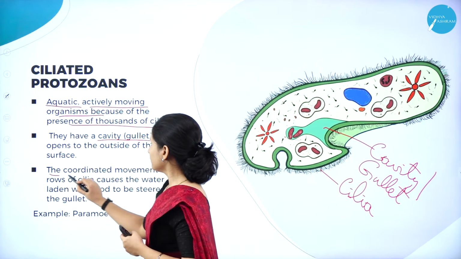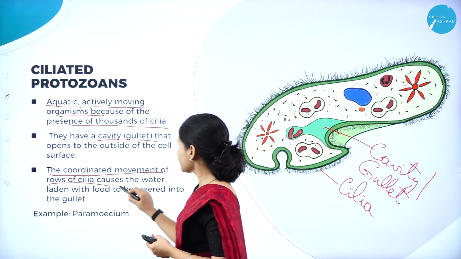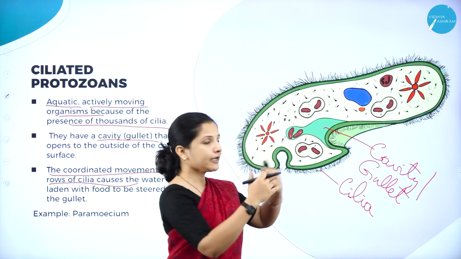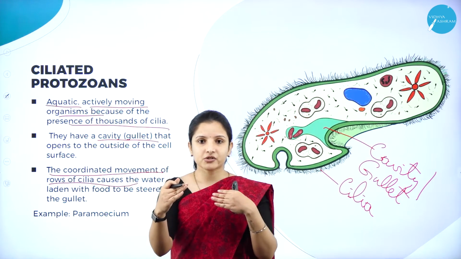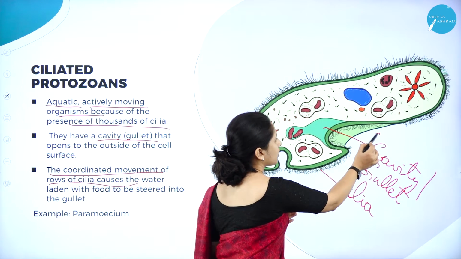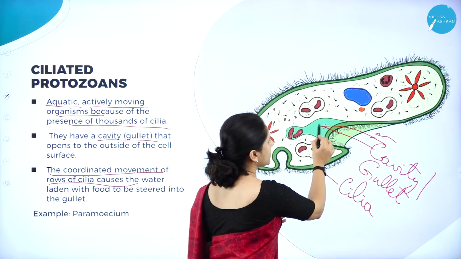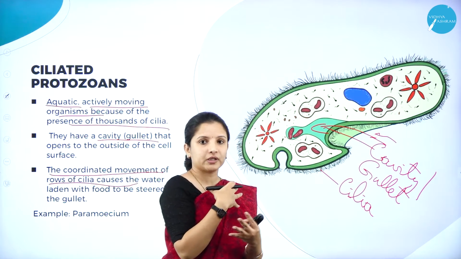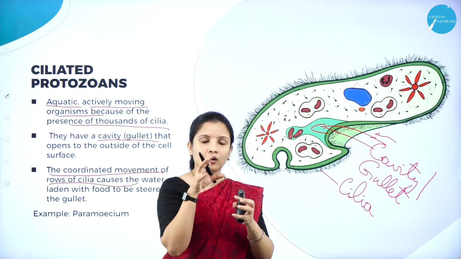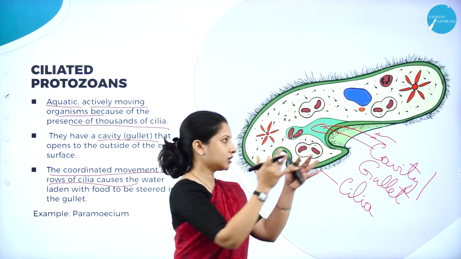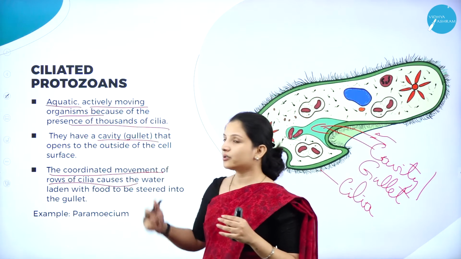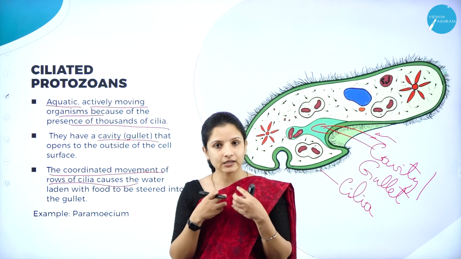So the coordinated movement of the rows of cilia causes the water-laden food to be stirred. When the coordinated movement occurs, it is like a brush. When it is brushing, whatever water is there will enter into the gullet. So it will enter into the opening or the cavity or the gullet. At that time, whatever organism is present in that particular water will enter into the paramecium or the ciliated protozoan. That is how they engulf their food.